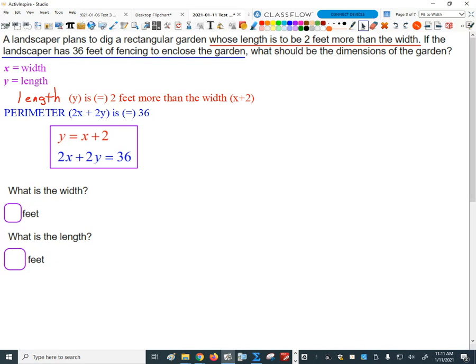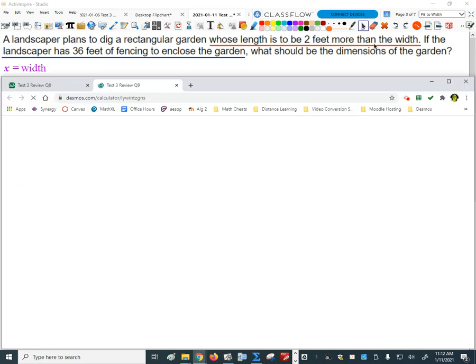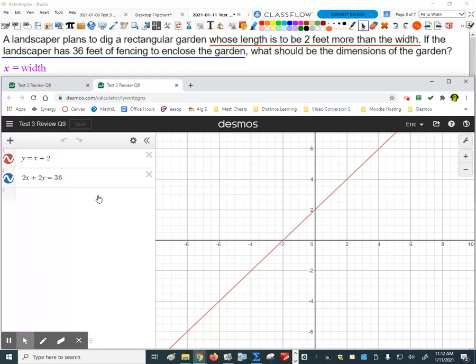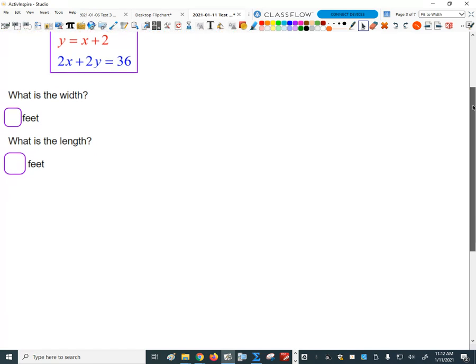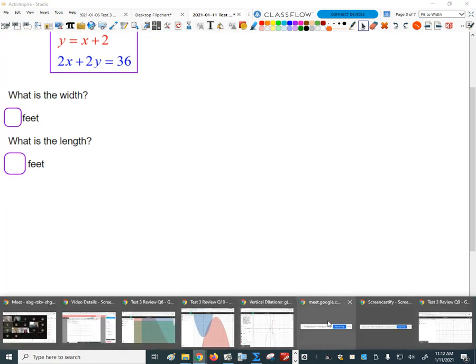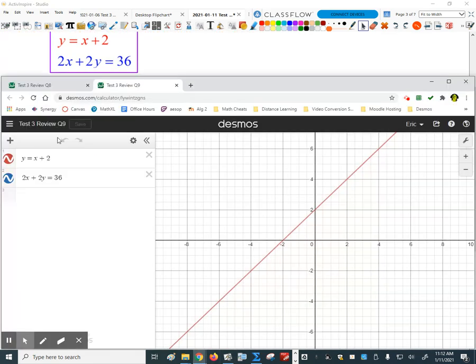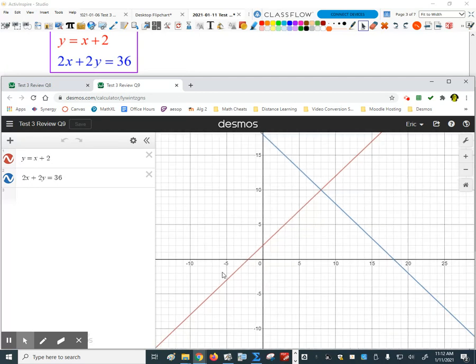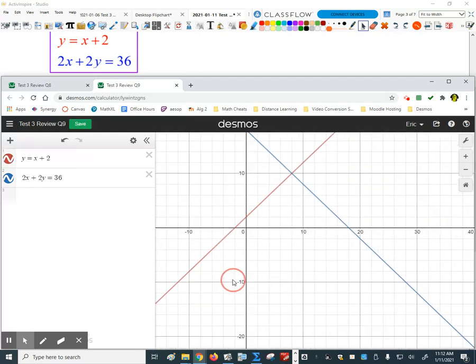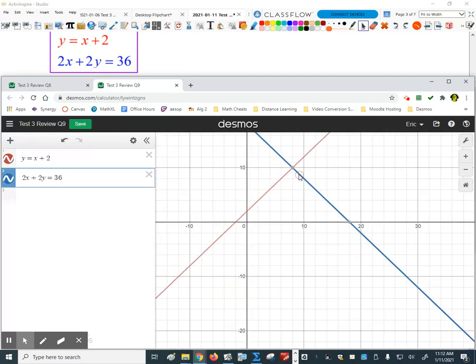And so there's our system. And this is an easy enough one that we could easily solve this algebraically, but why do that when we've got access to the calculator here? So we'll graph this system. There's our system. We graph both of those lines and we're just looking for the intersection, right? And so here's our intersection at 8, 10.